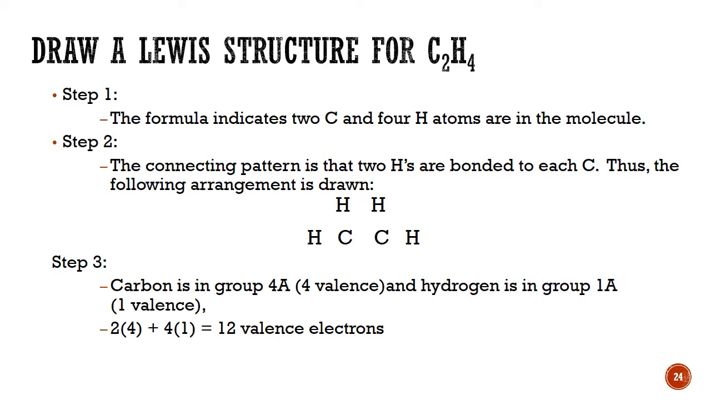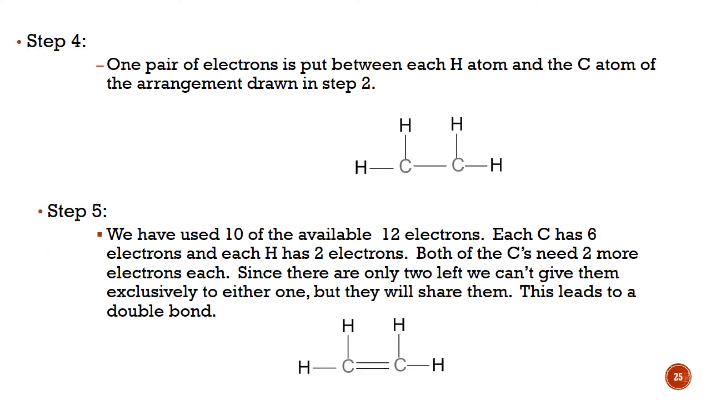To figure out the number of valence electrons, each carbon has 4 valence electrons. And there's 2 of them, so that's 8. And then each hydrogen has 1, so that's a total of 12. The first thing we do is put a pair of electrons between each atom, attach each of the hydrogens to 1 carbon, and then the 2 carbons together. And when we do that, we've used up 2, 4, 6, 8, 10 electrons. We have 12 electrons, and we've used up 10, so we have 2 more.